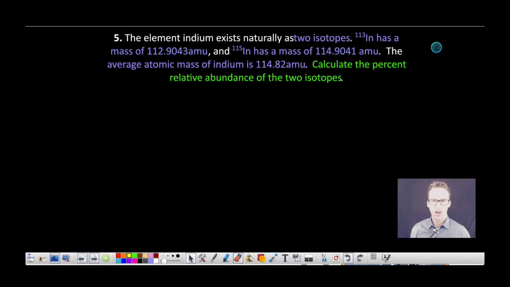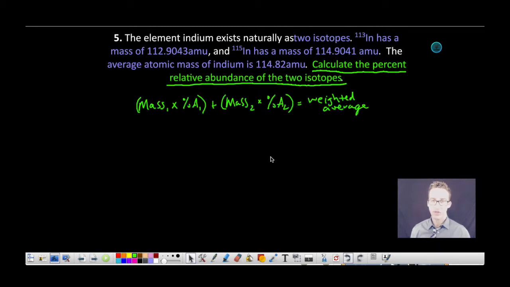All right, and our final problem for today is a little bit tricky. It says the element indium exists naturally as two isotopes. Indium-113 has a mass of 112.9043 AMU, and indium-115 has a mass of 114.9041 AMU. The average atomic mass of indium is 114.82 AMU. We are asked to calculate the percent relative abundance of the two isotopes.